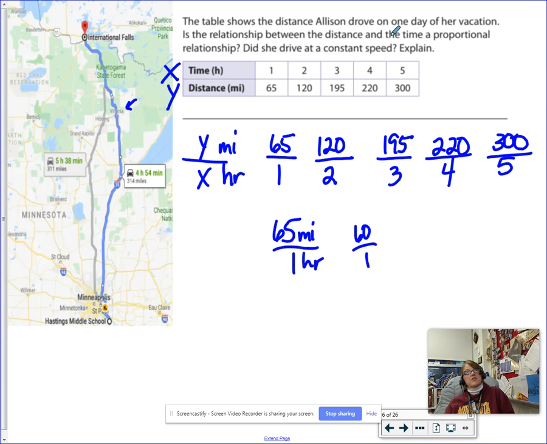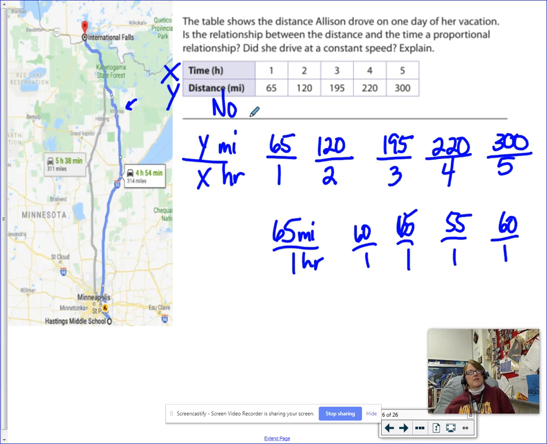It says, is the relationship between distance and time a proportional one? No. In fact, you can stop right here when you get a difference. 195 over 3, that does end up being 65 over 1 again. But here you get 55 over 1, and then we're back at 60. So our rates are fluctuating throughout the table, which means I'm not going to get a proportional relationship. So we're going to say no.